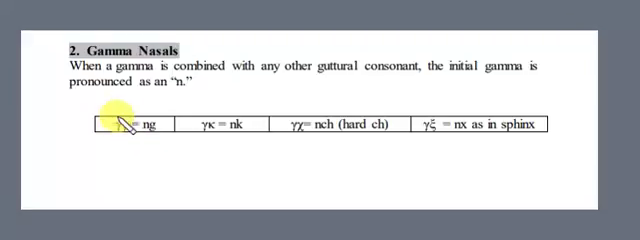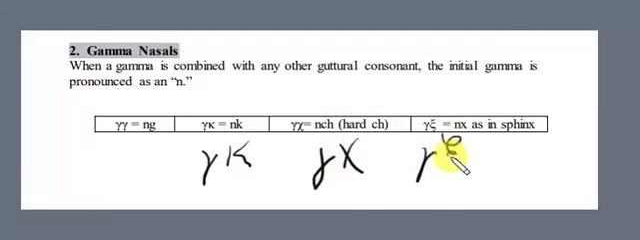Oftentimes you'll have this double gamma. That's the most common. You could have the gamma kappa, gamma chi, or the gamma xi, or the gamma gamma. And these are called the gamma nasal.